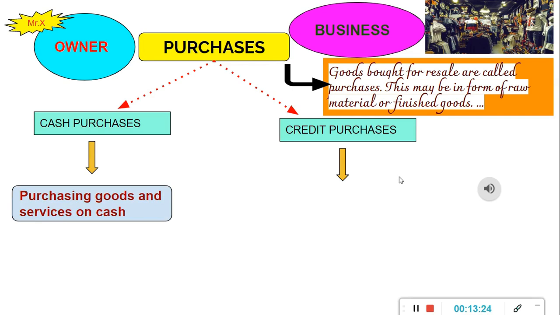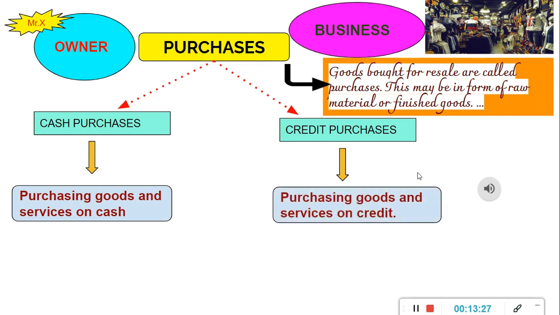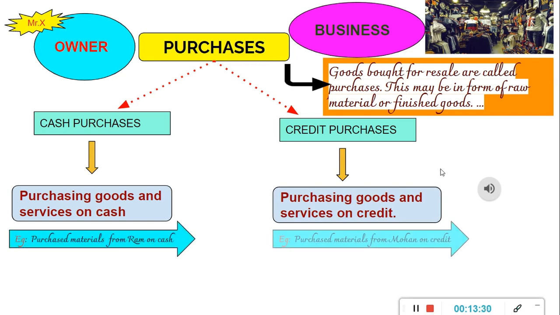Now, what is credit purchases? Let's see an example. Mr. X has purchased some material from Mohan on credit. Means he has not given the payment at the time of purchasing. He said that he will pay after a few days. So that is called credit purchases. Means Mr. X has purchased some goods, some material, on credit. The payment is not given at the time of purchase. He has to pay; he will pay later. That is called credit purchases.